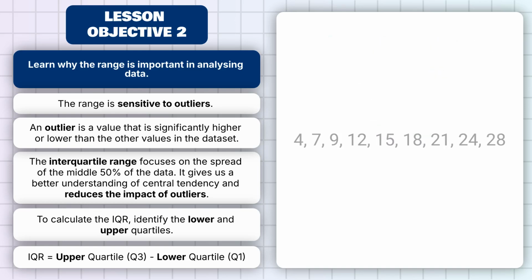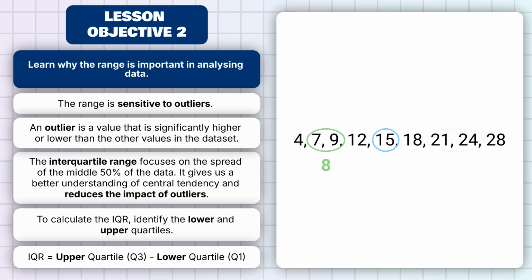For example, consider the dataset 4, 7, 9, 12, 15, 18, 21, 24, and 28. The median is 15, making the lower half 4, 7, 9, and 12, and the upper half 18, 21, 24, and 28. We now need to find the median of the lower half, which is 8, the mean of 7 and 9. This is Q1.